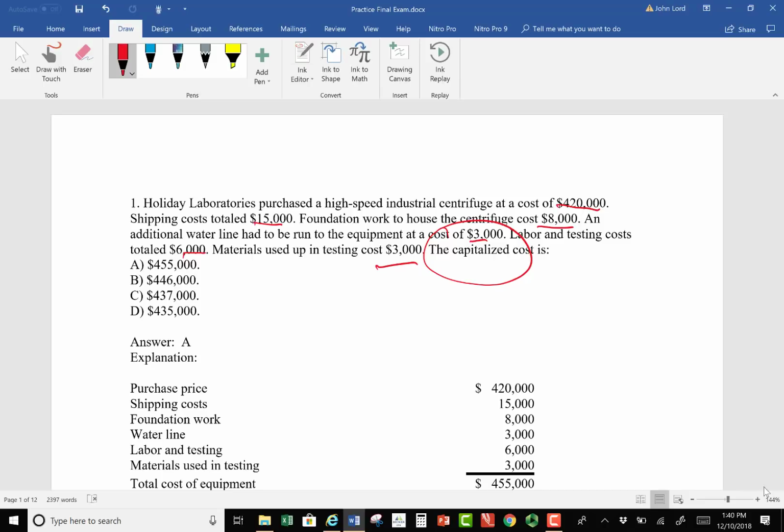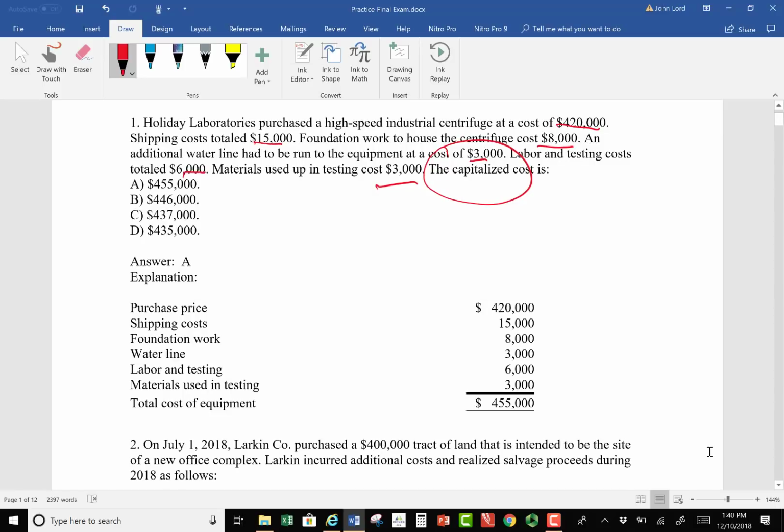And remember, we said that any cost you incur to get a piece of equipment to your facility so that you can begin using it in your facility, anything you have to do to get it ready for that purpose, is part of the cost of that equipment, right? So in this problem, you couldn't have started using this thing unless you incurred all those costs, right? And so all of those would be picked up.